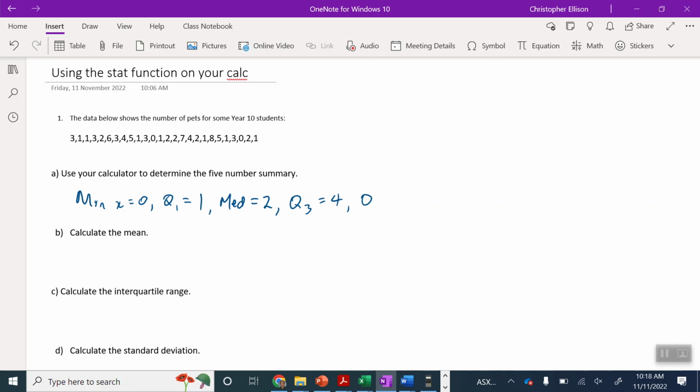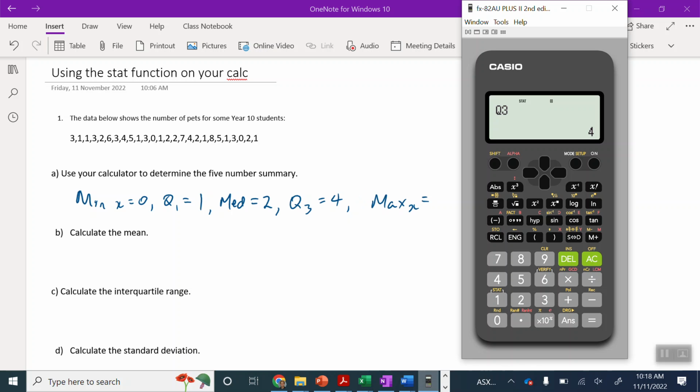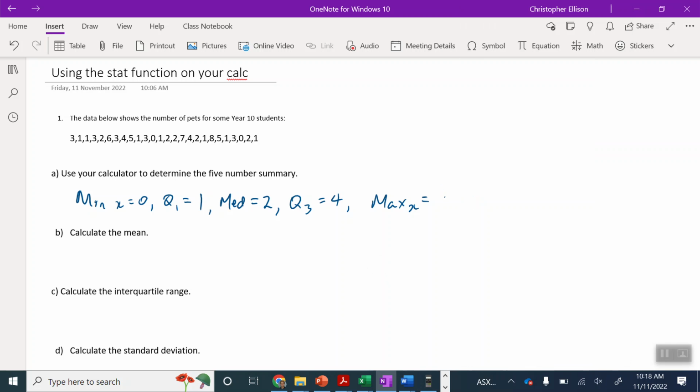And our last one, it's our x max that we're after, the highest value. I imagine that's 8. You can tell just by looking at it, you don't really need the stat function too much for that one, but 2 for that, and it's 8. Okay, so that's our 5-number summary.